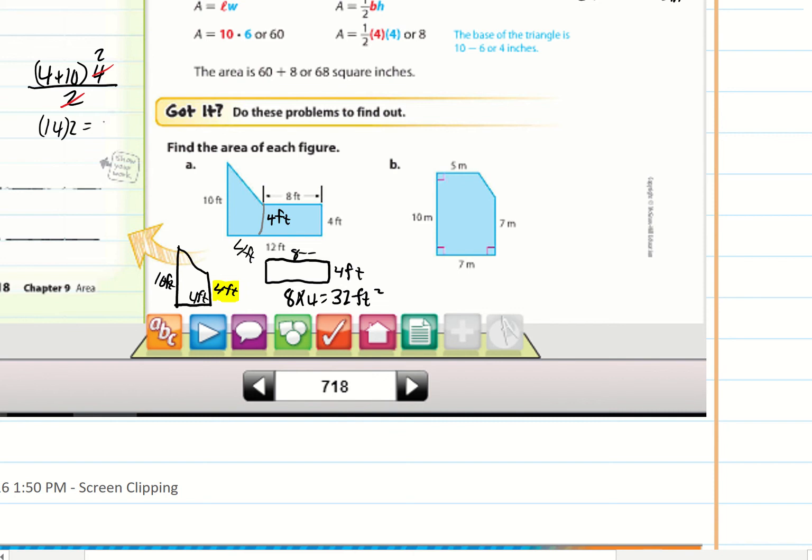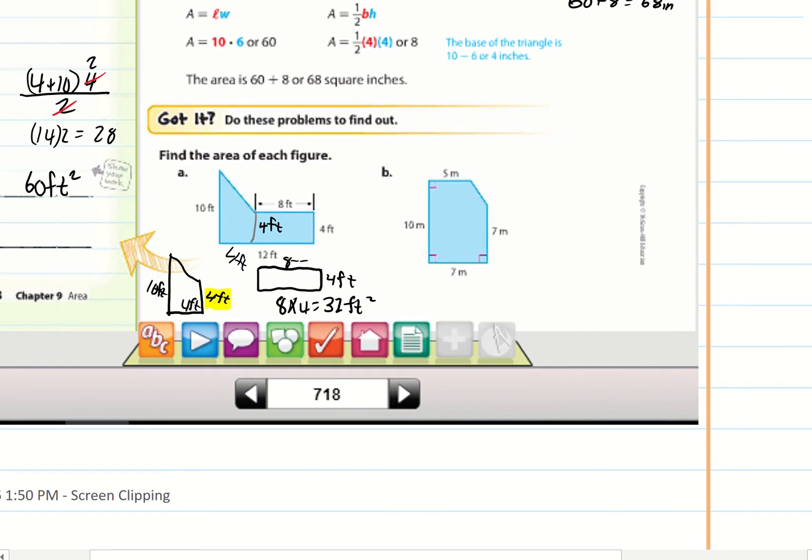Times 2 equals 28. So I have two areas, 32 feet, 28 feet. If I add those together, I get 60 feet squared. Now go ahead and try B.